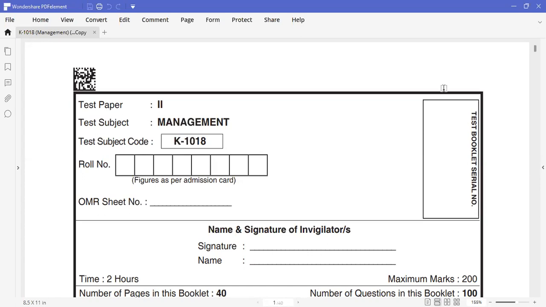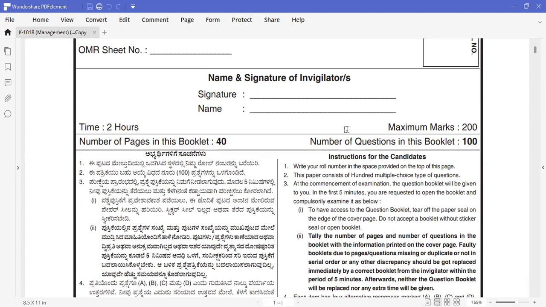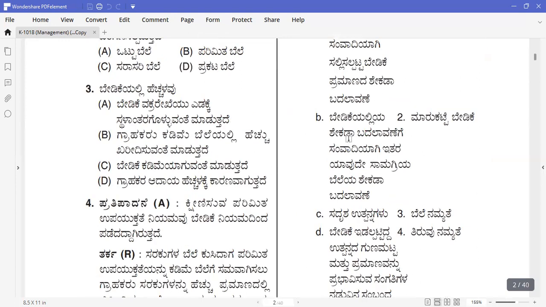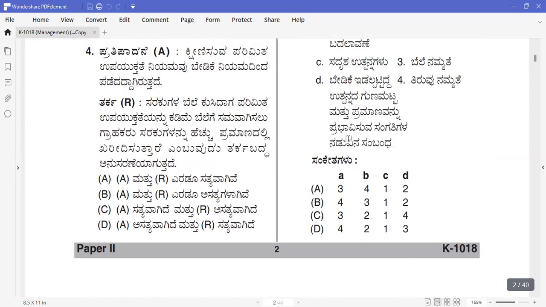Today I am going to do the review of KSET 2018 Management Paper 2 question paper. Now talking about the Management Test Paper 2, it consists of 100 questions. Each question carries 2 marks. So totally it is for 200 marks. So let us see the questions and the appropriate answers for these questions.